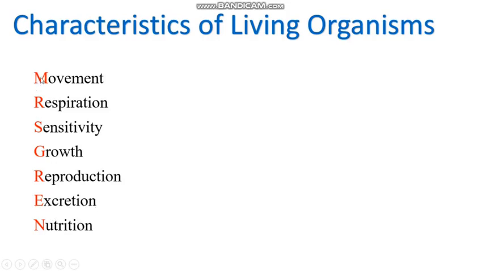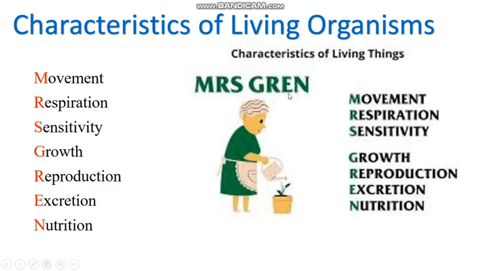When you look at the first 3 letters, 1, 2, 3, they make Mrs. Then you have GREN. So this is Mrs. Green. You can come up with this mnemonic to help you remember these 7 characteristics of living what? Organisms. The mnemonic is Mrs. Green, where M is movement, R respiration, S sensitivity, G growth, R reproduction, E excretion, and N nutrition. So let us now look at what each of these characteristics of living organisms is.